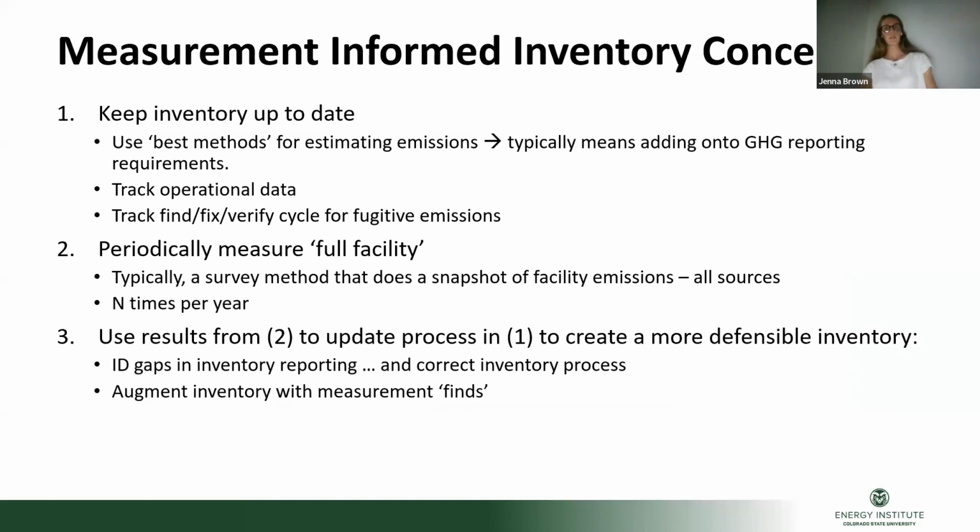In this measurement-informed inventory concept, first you have to keep the inventory up to date using best methods such as greenhouse gas reporting. You have to track operational data and find and fix any fugitive emissions. Periodically, you would have a full facility estimate: a top-down measurement of your methane emissions, done so many times a year. Hopefully the results would help you find gaps in your inventory, so that over time the inventory becomes more defensible and more correct.